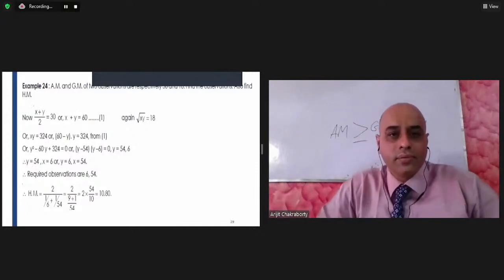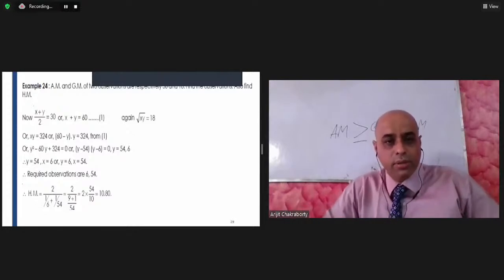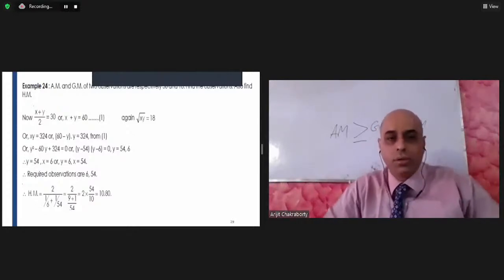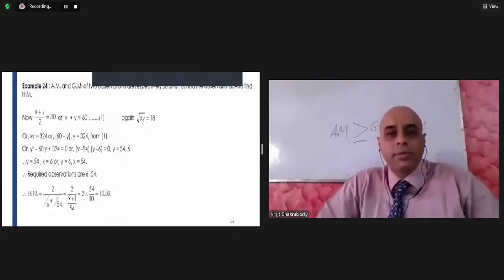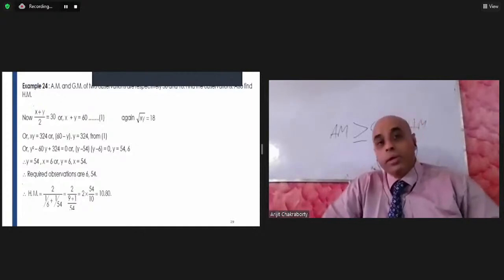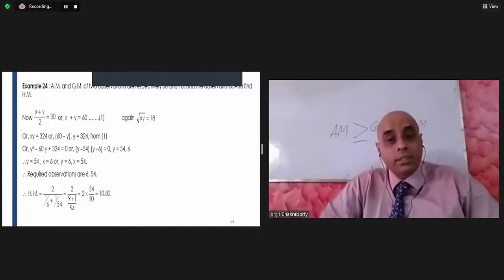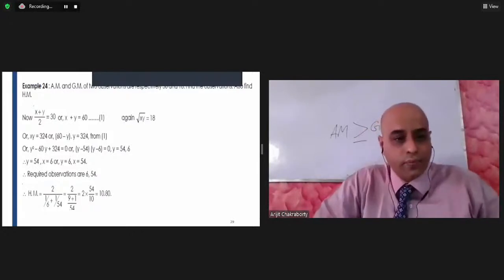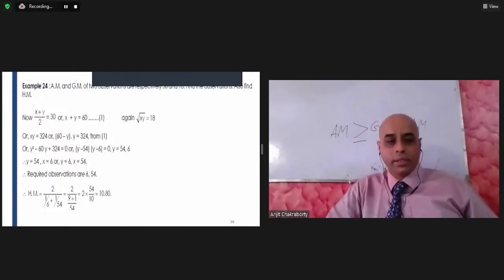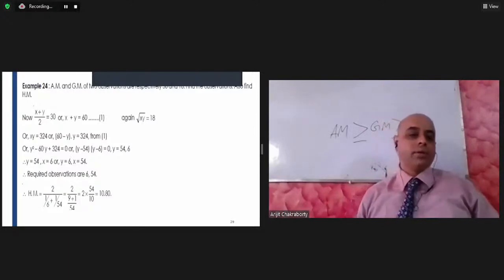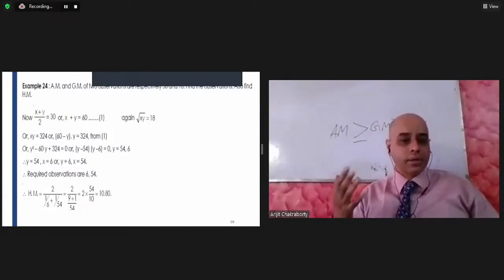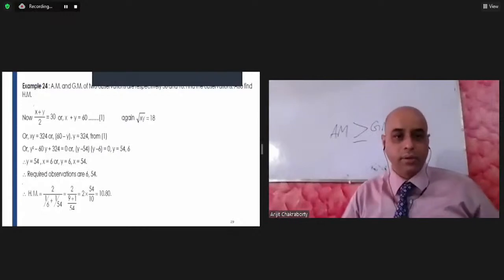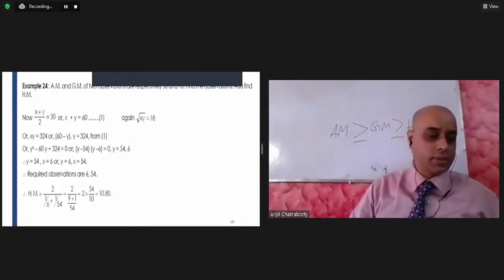AM is given, so (x plus y) by 2 equals 30. So we get the first equation, x plus y equals 60, and it is given that the GM is 18. So square root of xy is 18, that is xy is 18 square, that is 324. Now if you solve it, you get a quadratic equation. From there you can get the required numbers, which are 6 and 54. So if you get 6 and 54, ultimately the HM will be 10.8 if you calculate using the process given.